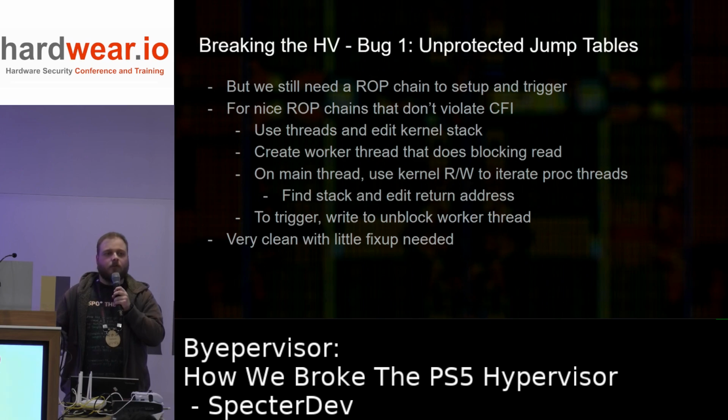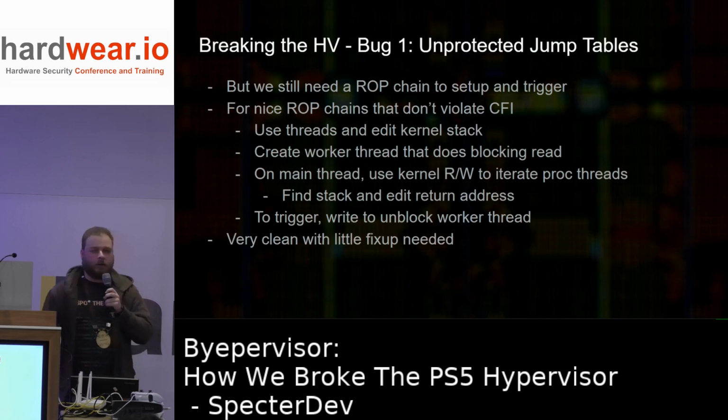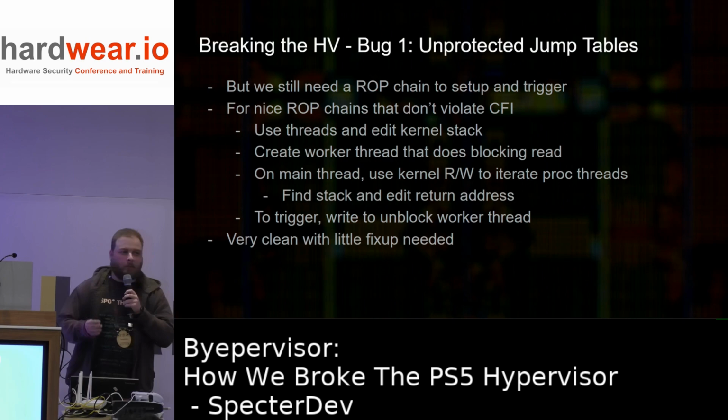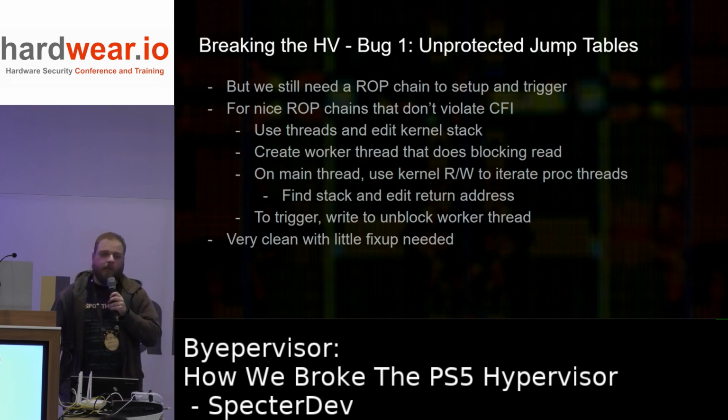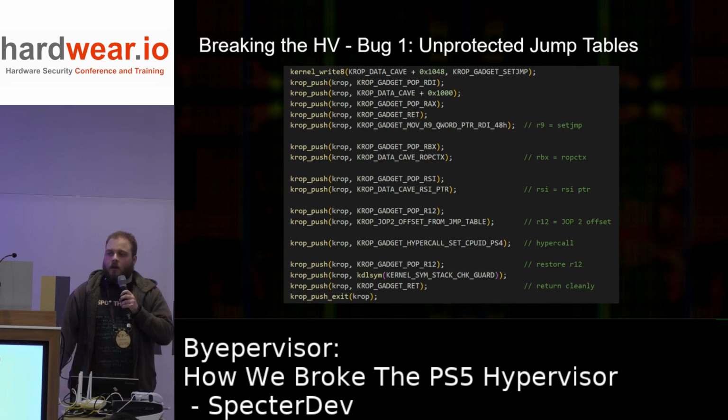So I took a bit of inspiration from the user mutex chain that Failoverflow and Flatz had worked on. I basically use threads. I create a thread in user space and make it do some blocking read operation on a pipe, and then on another thread, I use the kernel read-write primitive to iterate the processes, iterate its threads, find the kernel stack, and then edit a return address on it. Whenever I want to trigger that chain, I can just write to the pipe and unblock that other thread. So it's very clean. You don't really need any fix-up. So that's what that part looks like. Again, nothing crazy. It's just setting registers, invoking the set CPUID hypercall, and then returning cleanly.